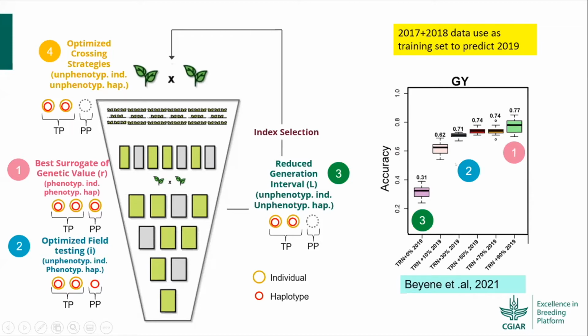And Joseph was showing a practical example of what type of accuracies you can expect from these different approaches. If you go for number one, you will find pretty good accuracies. If you go to number two, you will have a bit lower accuracies, but it's still pretty high. And if you go to number three, trying to predict something that you have not observed, either individuals or haplotypes, then you expect lower accuracies, but to be compensated by cycle time reduction.